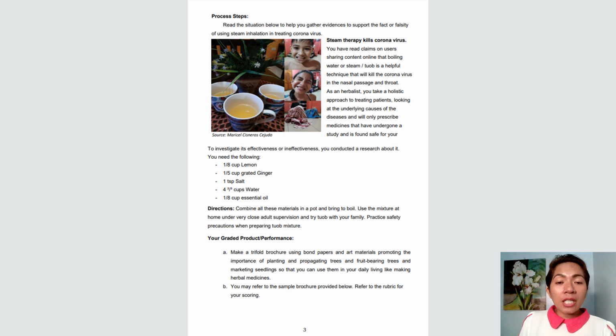So, yung graded product nila, sinabi mo na nga kanina brochure, diba? So, just for a very explicit direction here, make a trifold brochure using bond papers and art materials promoting the importance of planting and propagating trees and fruit-bearing trees and marketing seedlings so that you can use them in your daily living like making herbal medicines, kasi herbalist siya. Ito yung competency dito na pumasok si EPP.